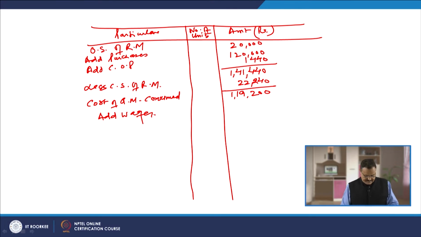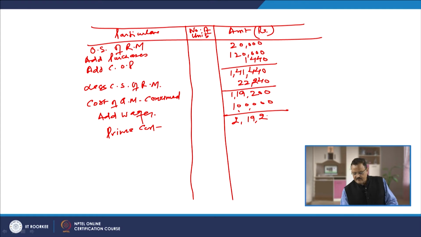In this, what you have to do now is add wages. If you add the wages here, how much is the wages information given? It is 1 lakh rupees. So you have to add this up. So what is the final cost? You call it the prime cost. Prime cost works out as 2,19,200. This is the prime cost.